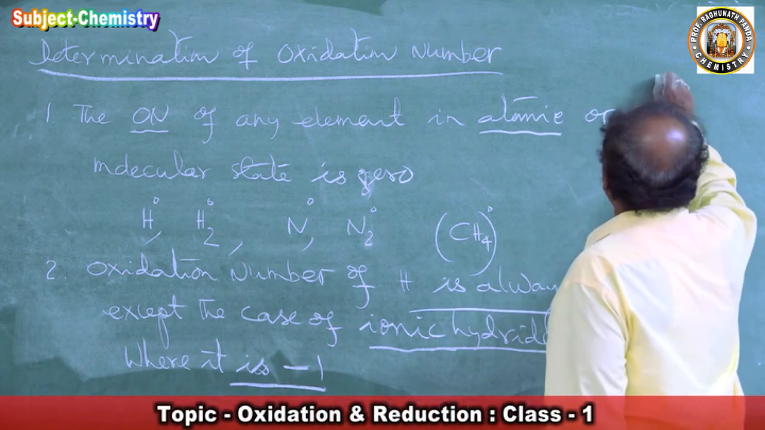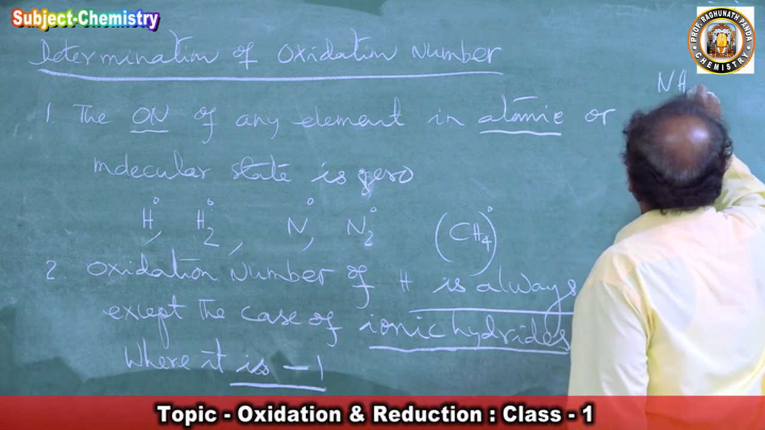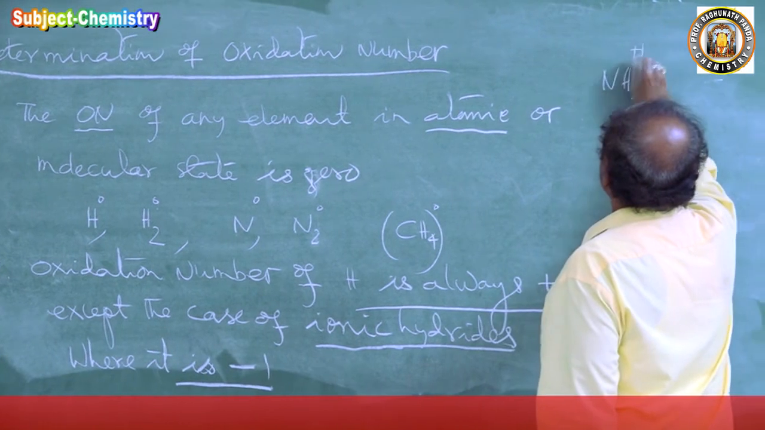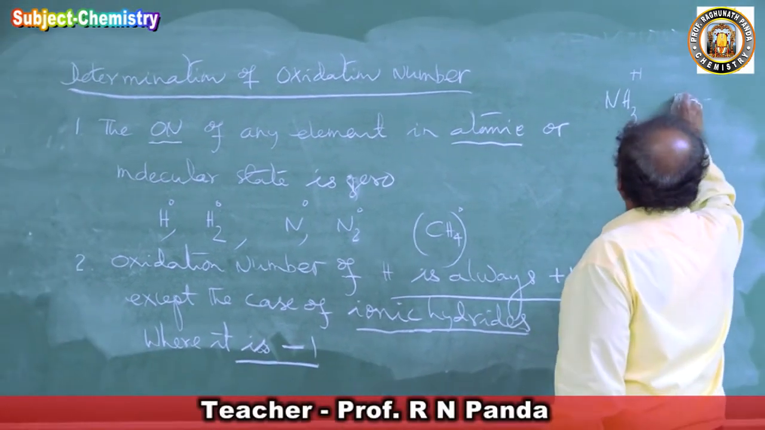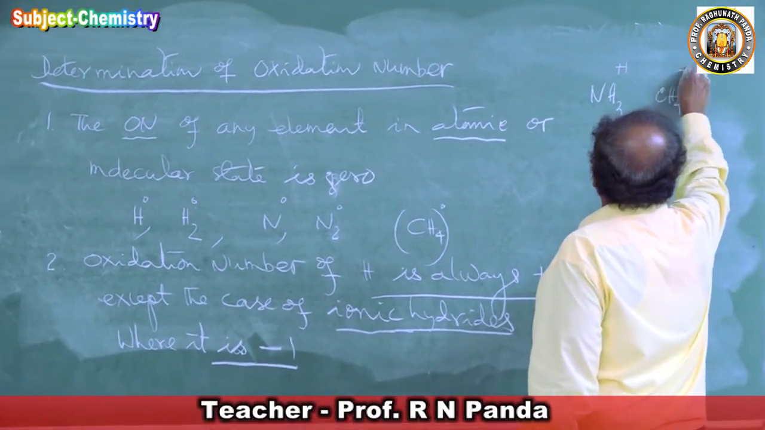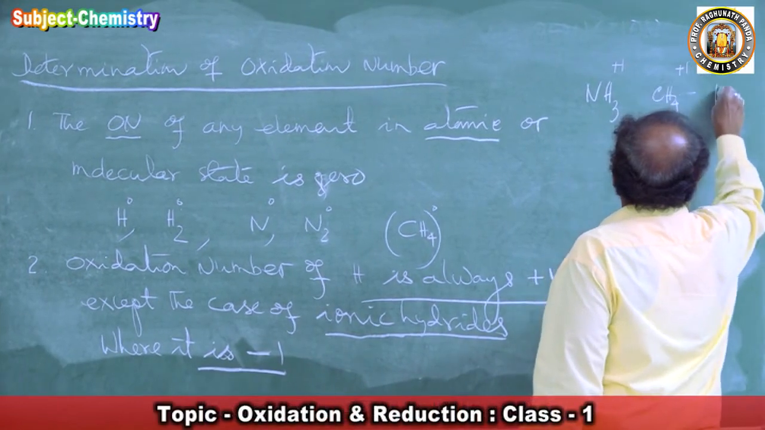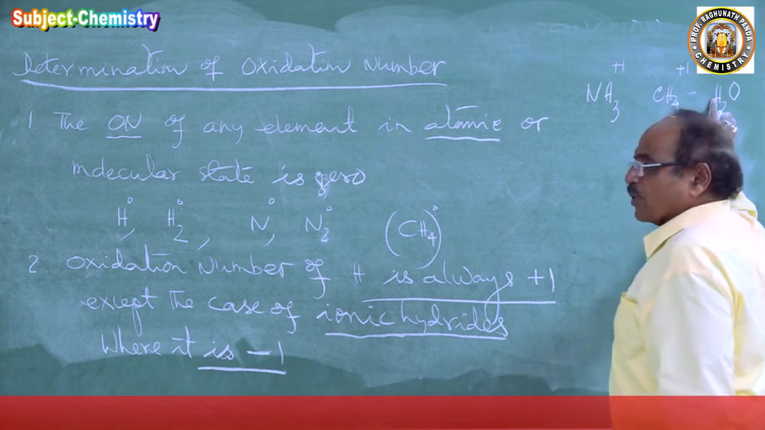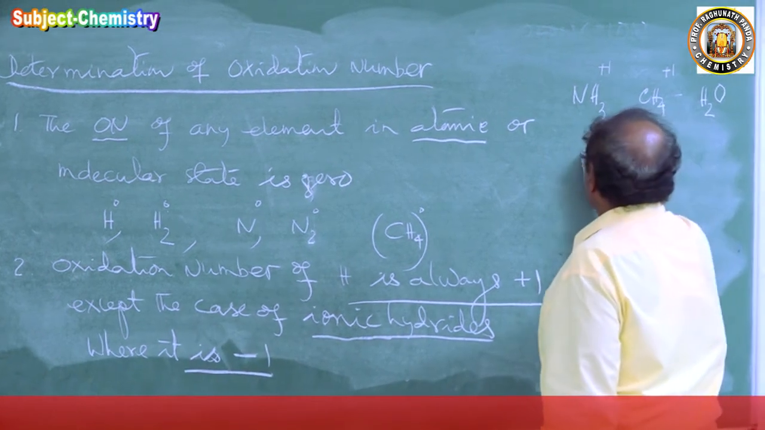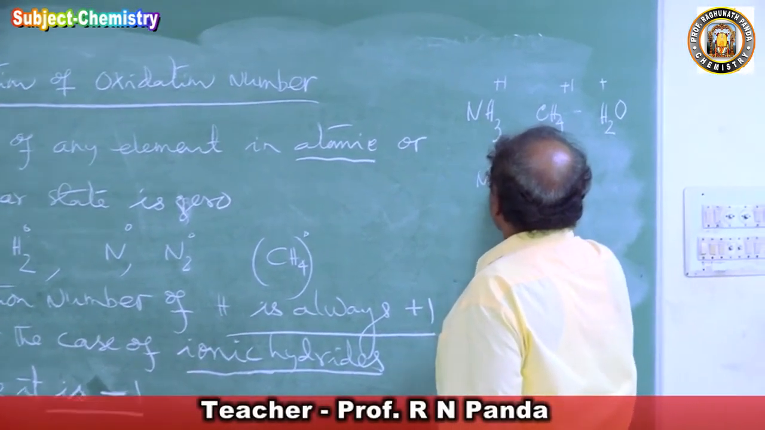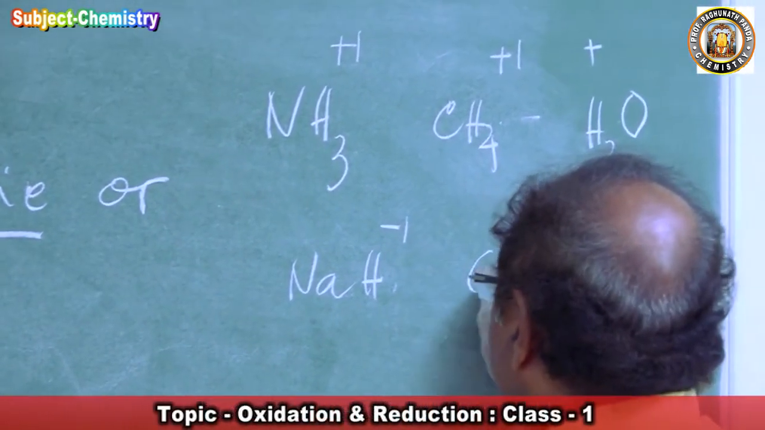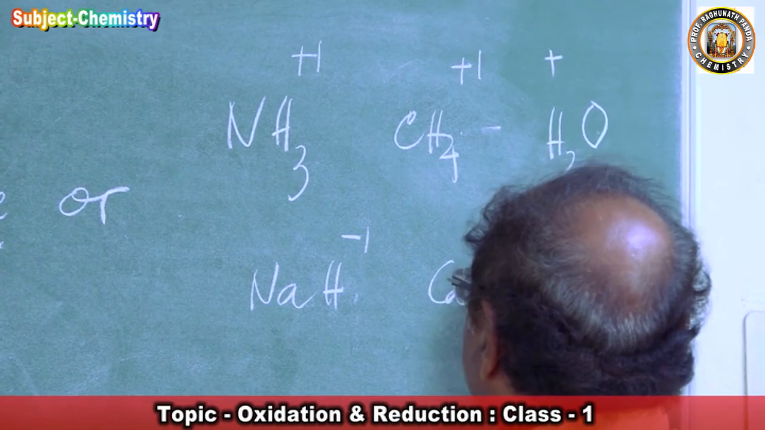If you come to ammonia, here the oxidation number of hydrogen is +1. Here hydrogen is considered as +1. If you come to methane, it is +1. If you come to water, it is +1. Here all it is +1. But if you come to sodium hydride, NaH, here hydrogen is minus. If you come to calcium hydride, it is minus.